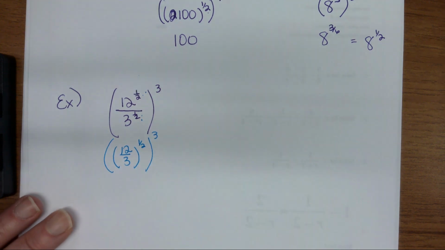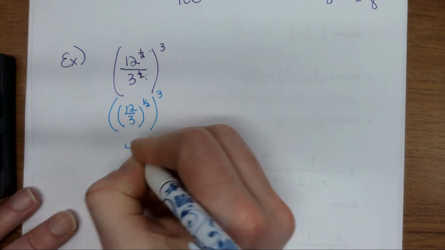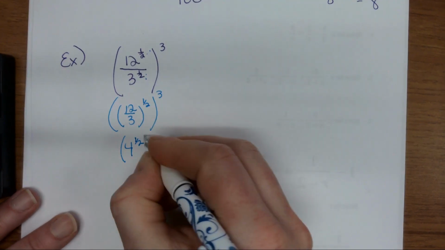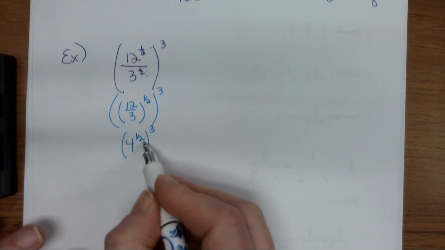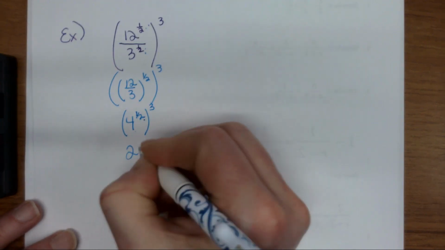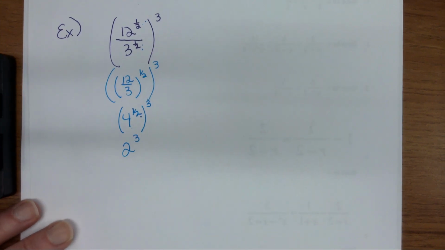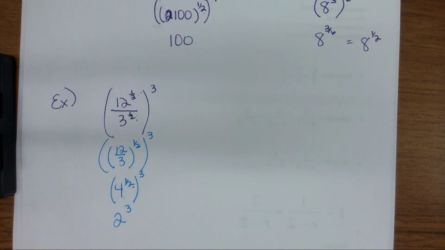Okay, let's do the 12 over 3, which is 4, 4 to the 1/2, to the third. The square root of 4 is 2. We'd have 2 to the third, or 8. Okay, let's try one last one.